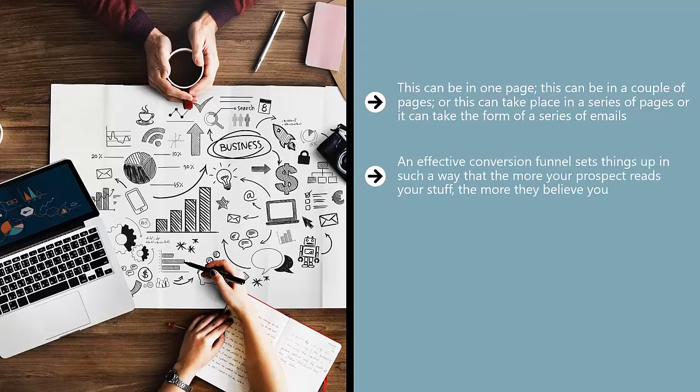An effective conversion funnel sets things up in such a way that the more your prospect reads your stuff, the more they believe you. This ultimately creates enough trust for your prospect to do what you want them to do. This can take different forms. You can ask them to fill out a form, and when they fill out the form, you get paid by a sponsor. You can ask them to click on a sales link that says, "Order now." When they buy something, you get a commission. You can ask them to enter their email address and join your mailing list.